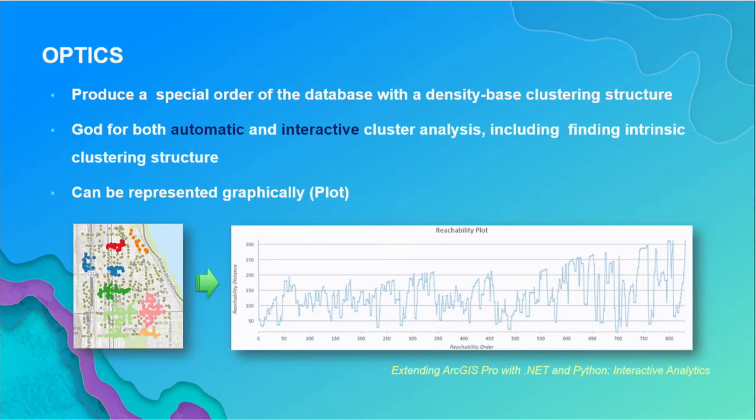What is OPTICS? It's a very well-known algorithm for clustering, and you can make automatic clustering or interactive clustering, based on this plot. You have here the order of each point in your data set, and you are going to use this plot to generate those clusters that you see here. Interactively we can select the clustering. It's very useful if we can change some parameters and see how the clusters change if we have this plot.